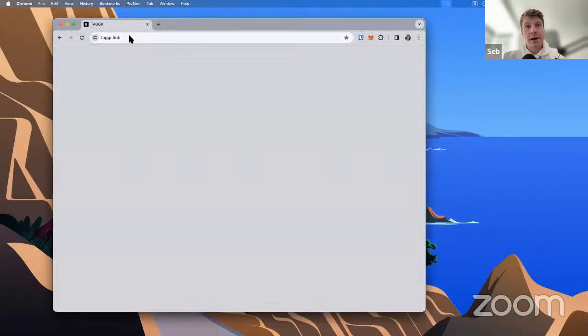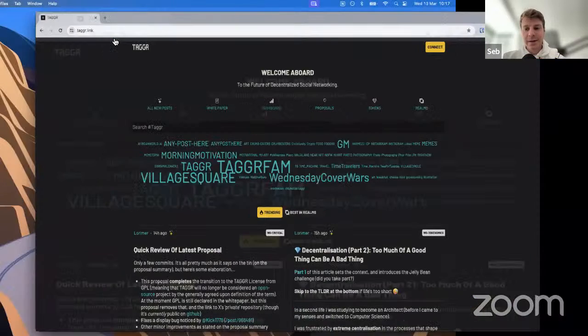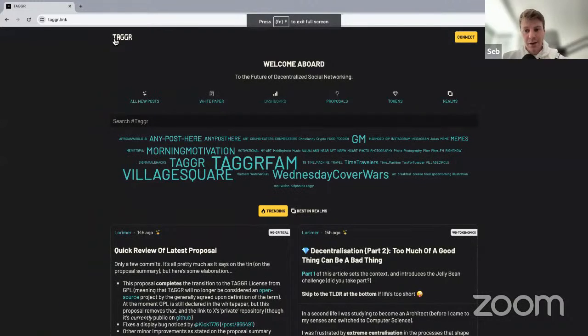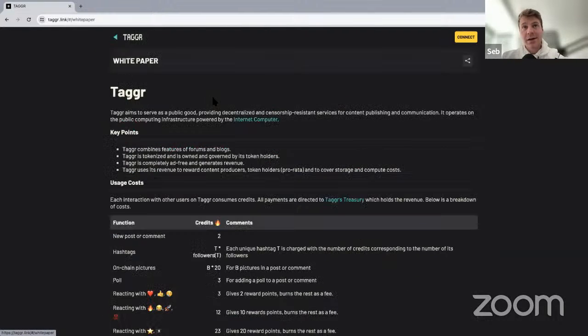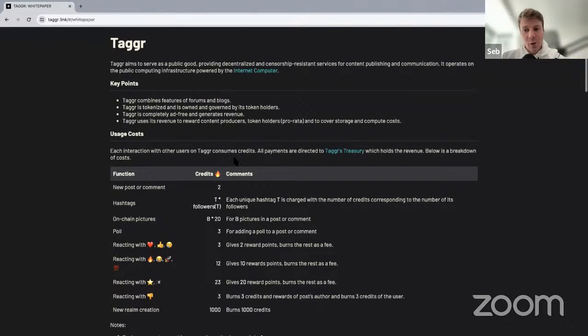If you're not familiar with Tagger, this is a decentralized social media application. And it really started, I would say, as a side project from a developer. There was not a huge funding round. There was not a huge team coming up with a vision. It was more of an experimentation, which kind of picked up. And so why is this application interesting? This application is interesting because of the way it works.